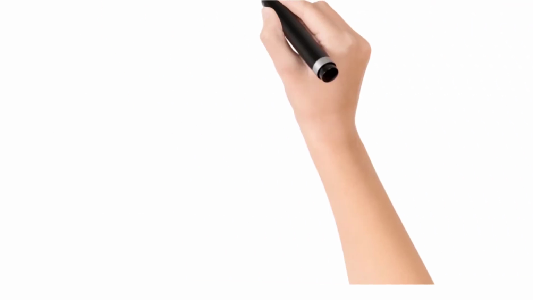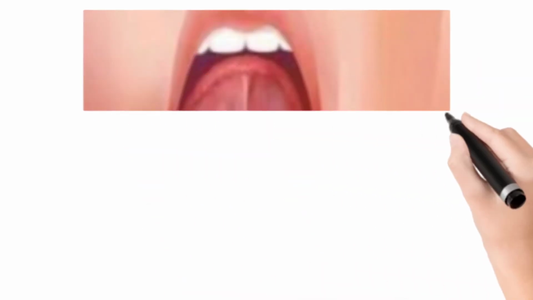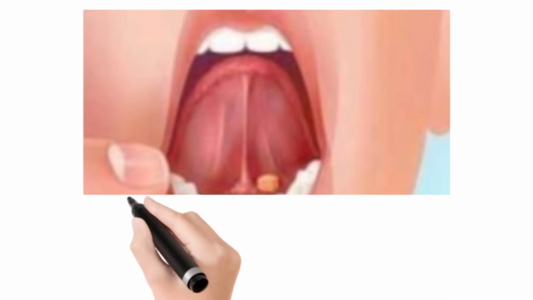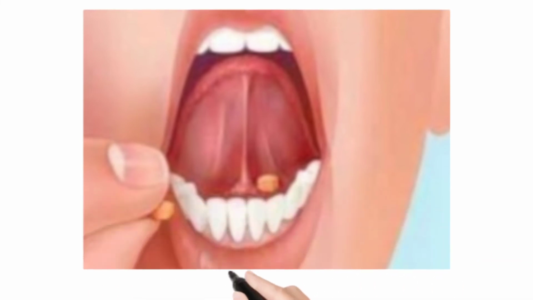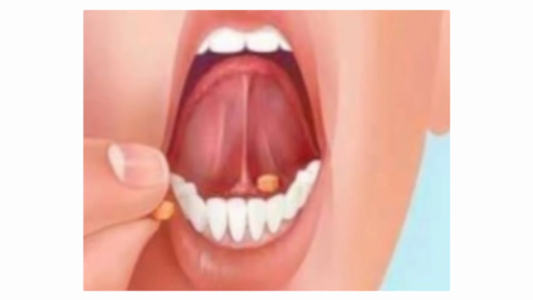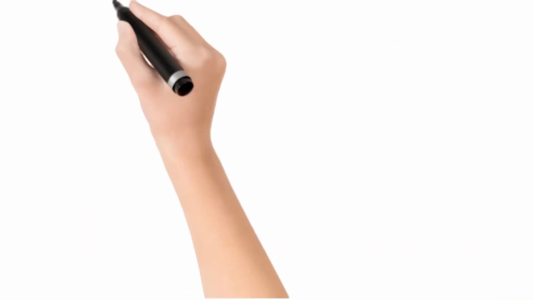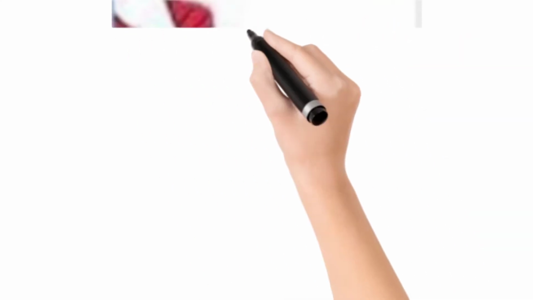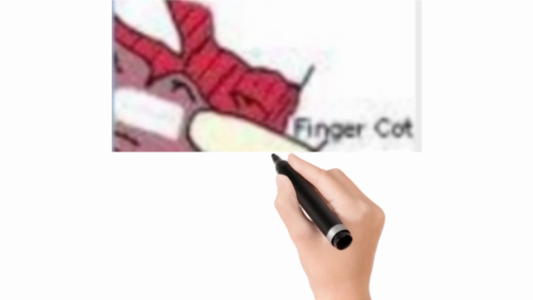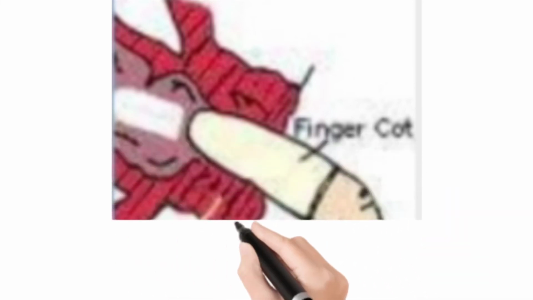Now come to the diagram of the sublingual and rectal route. This is the sublingual route. A patient places the drug below the tongue. This is the sublingual route diagram. Now come to the rectal route diagram. Here this is the rectal route, in enema or suppositories. A drug is placed by finger into the rectum. This is the rectal route.